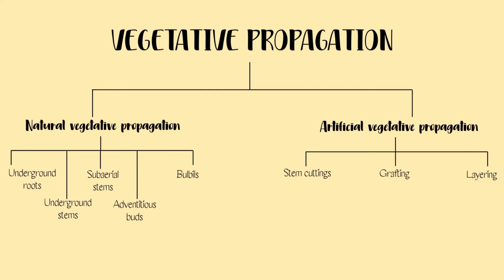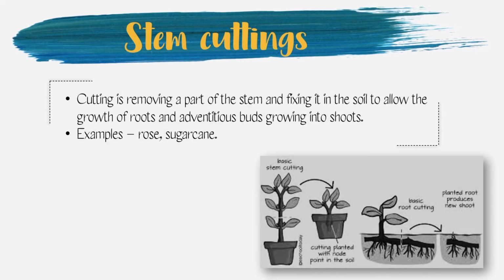Firstly, we'll take up stem cuttings. In cutting, we first remove a part of the stem and then we fix it into the soil, which allows the growth of roots and adventitious buds. These buds further grow into shoots. Stem cutting is mainly done in plants like rose, sugarcane, etc.